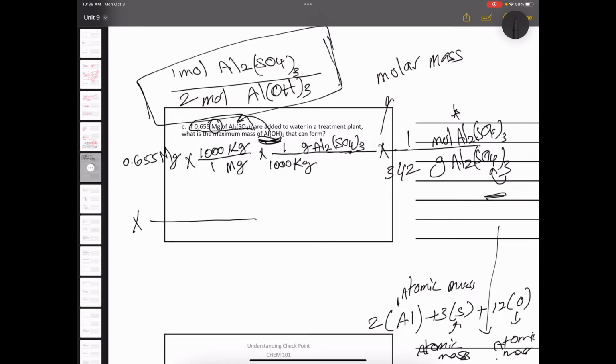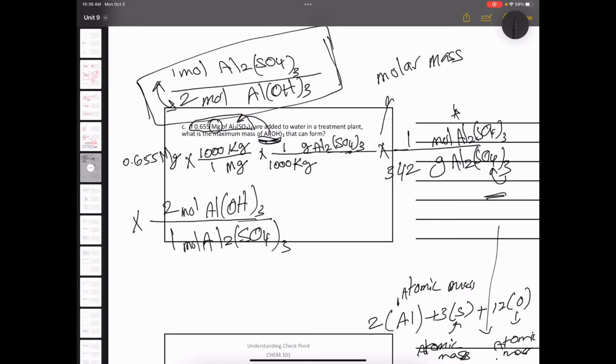But again, because I need moles of aluminum hydroxide, and I need aluminum phosphate down here so I can cancel out the aluminum phosphate, I'm going to invert my conversion factor, okay? So I can apply it in my conversion correctly. So I have 2 moles of aluminum hydroxide produced from 1 mole of Al2SO4. Okay, mole.